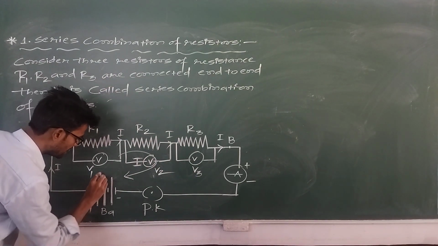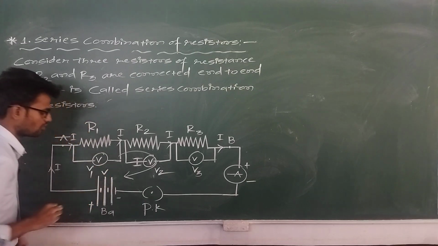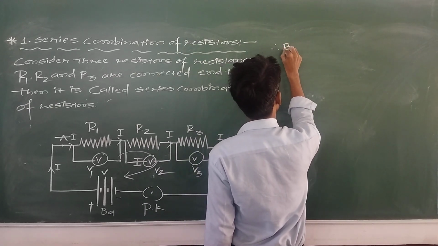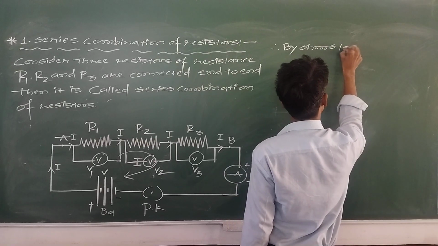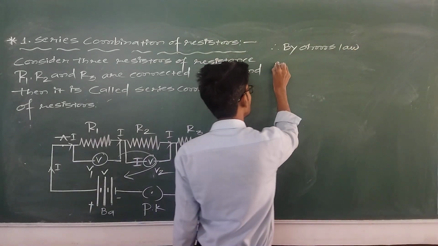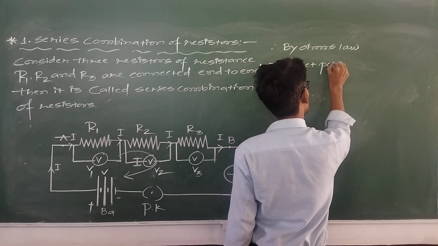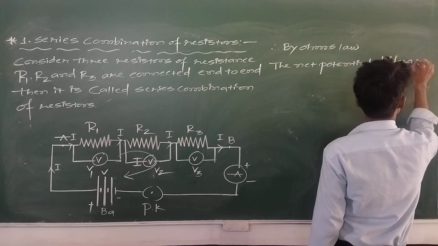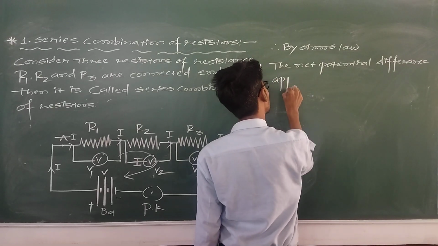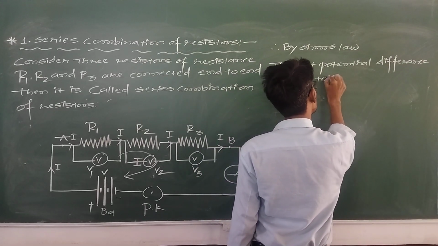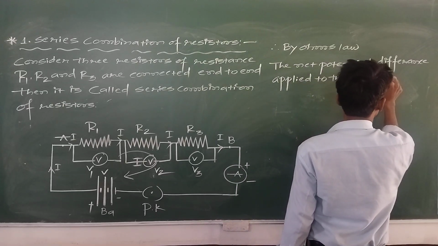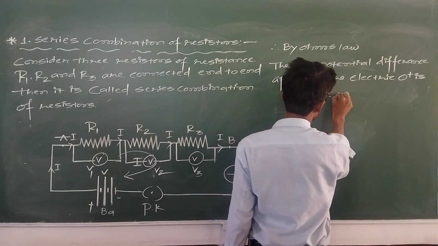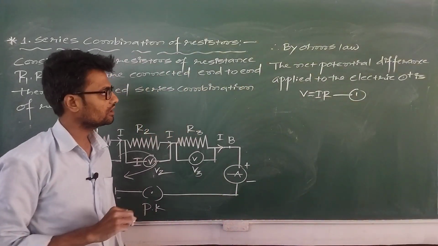And here V is the net potential difference applied. So therefore, by Ohm's law, the net potential difference applied to the electric circuit is V equal to IR. You call this equation number 1.